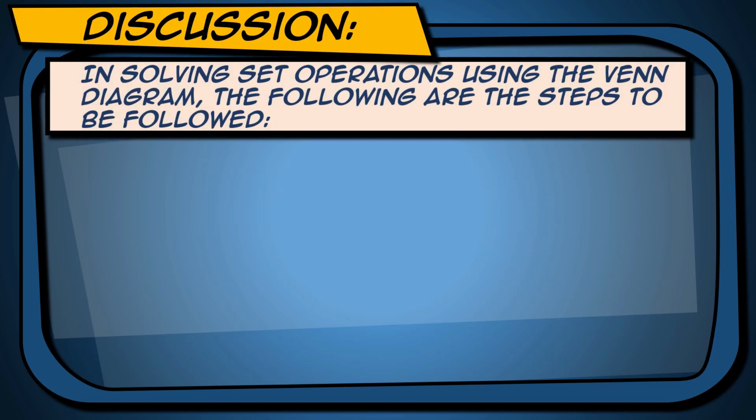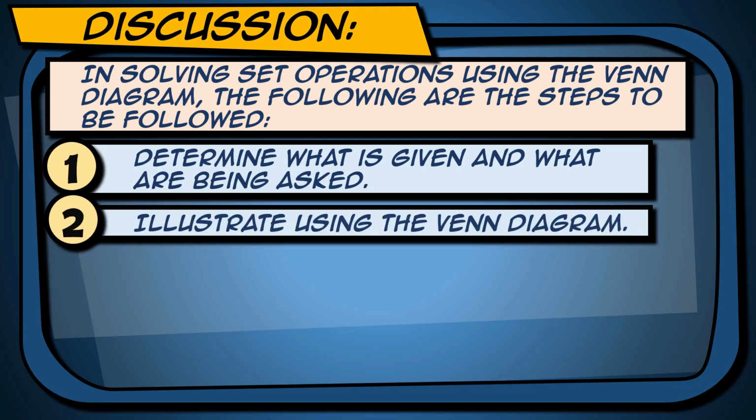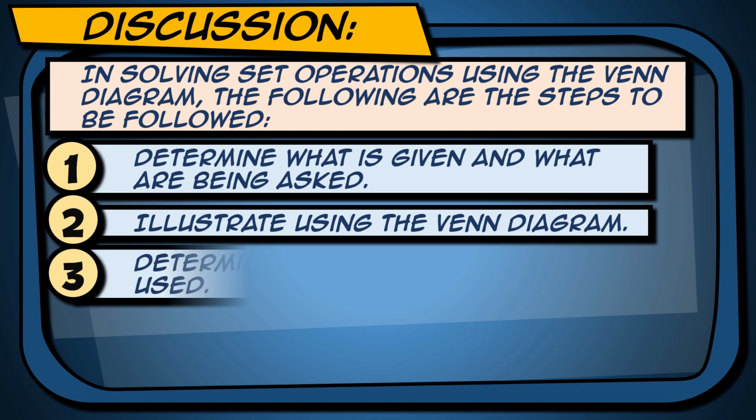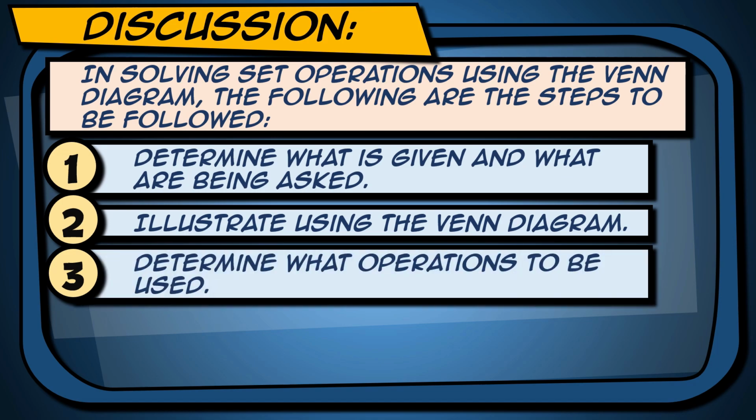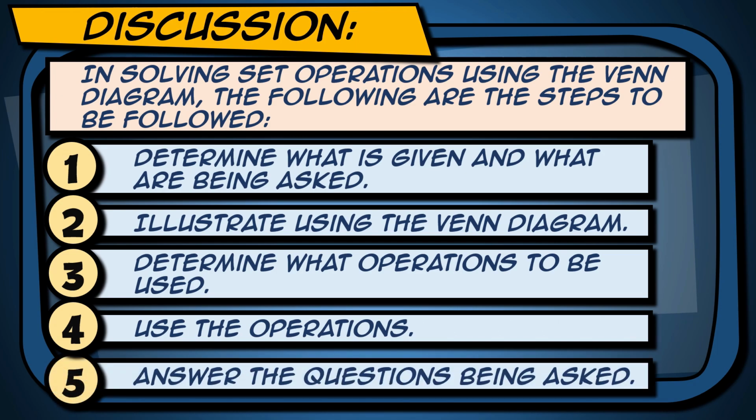In solving set operations using the Venn diagram, the following are the steps to be followed. Number 1, determine what is given and what is being asked. Number 2, illustrate using the Venn diagram. Number 3, determine what operations to be used. Number 4, use the operations. And number 5, answer the questions being asked.